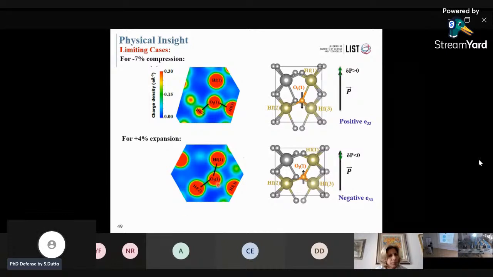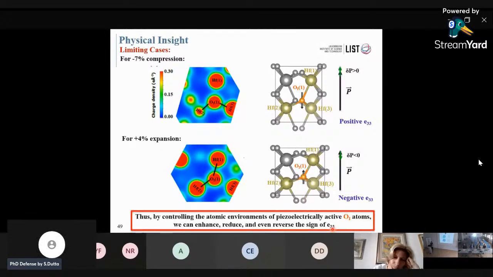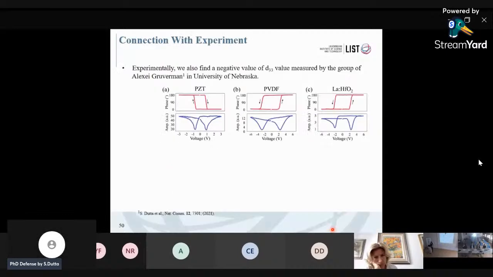Now how should it move? Again, with the same logic, this bond will be much more effective than the other one when you stretch the material. So it will move up, and this movement again is opposite to the direction, and you are getting negativity. Thus, our physical insight suggests that we can control the atomic environments of the piezoelectrically active atoms, and by doing so, you can enhance your piezoelectric response. You can reduce it, and you can even switch the sign.